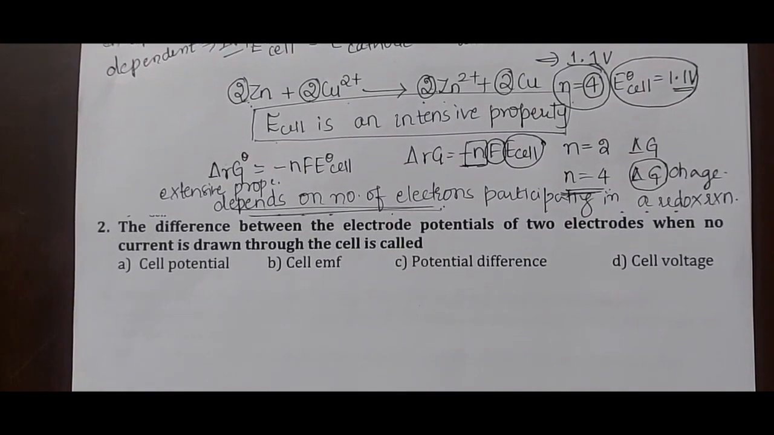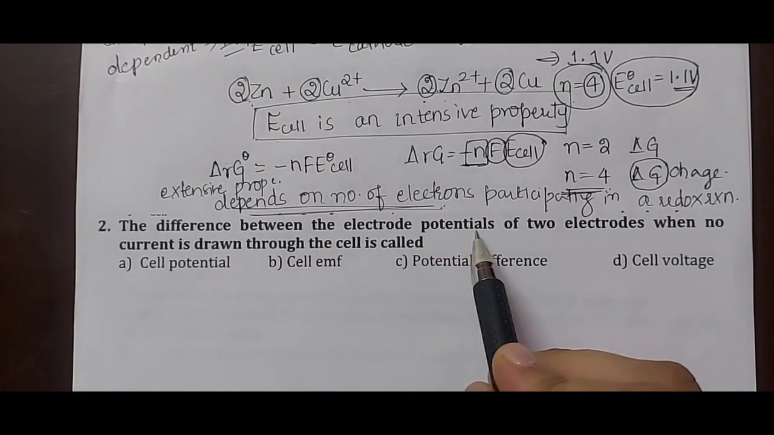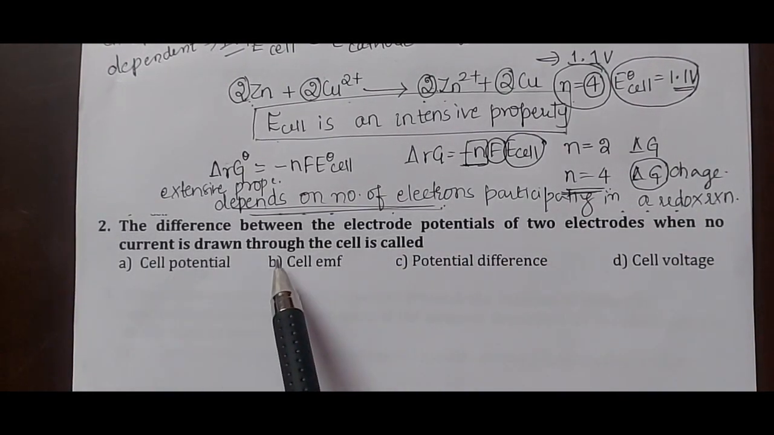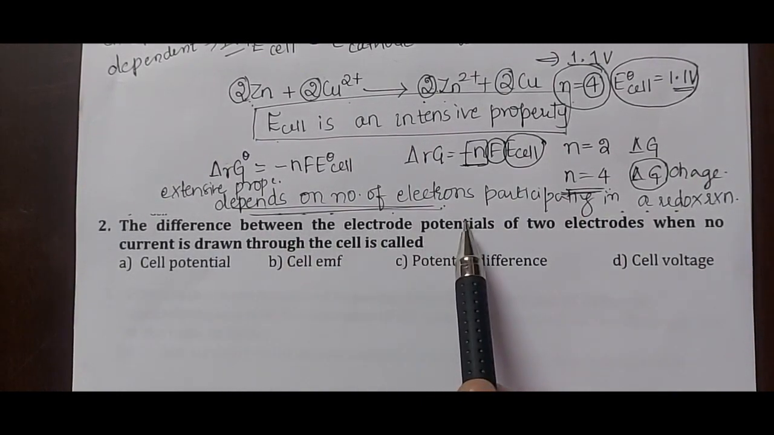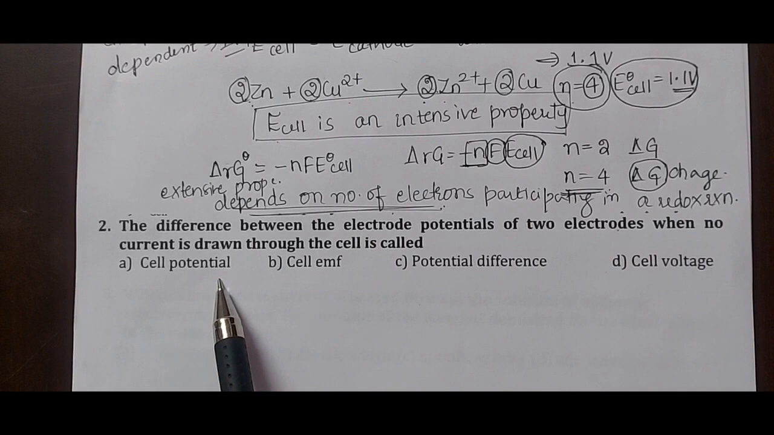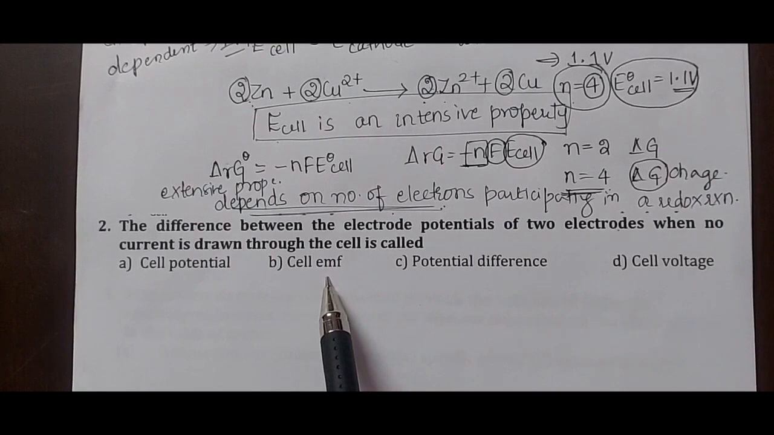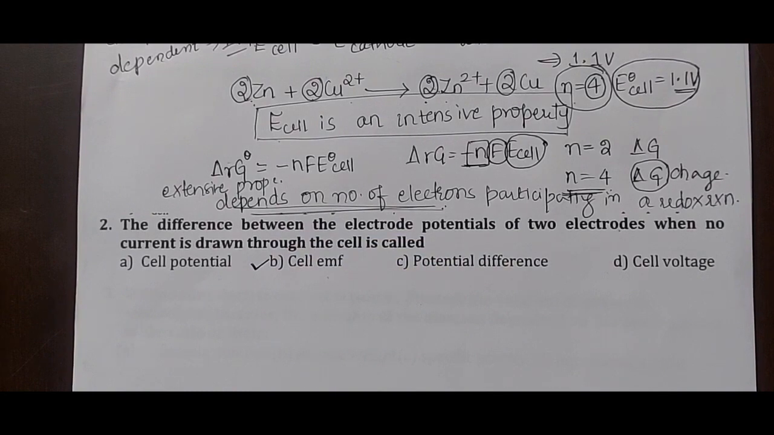If we go with the second question, the question given here is: the difference between the electrode potentials of 2 electrodes when no current is drawn through the cell is called? The difference between the electrode potentials of two electrodes is called cell potential. But when no current is drawn through the cell, it is called cell EMF. So the correct answer for this is option B. Again, we'll refer to NCERT to understand this.